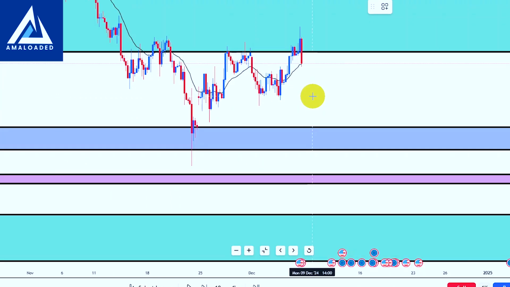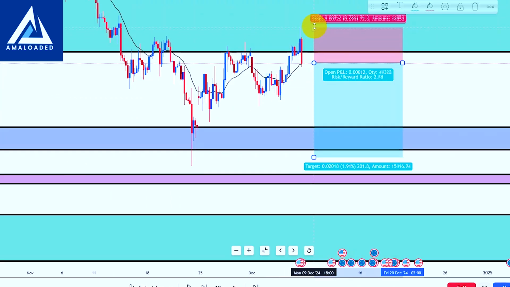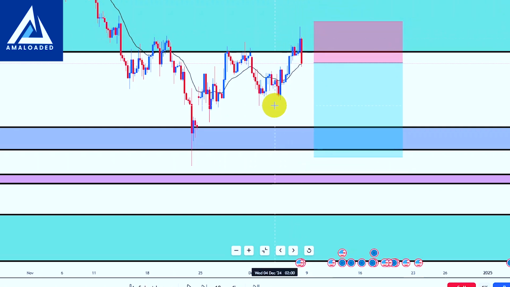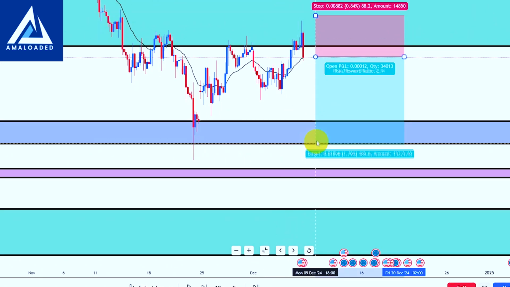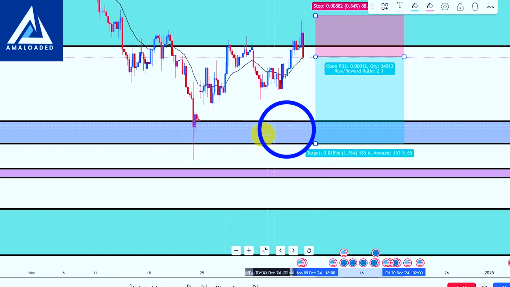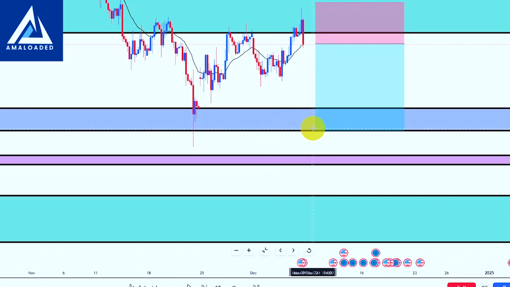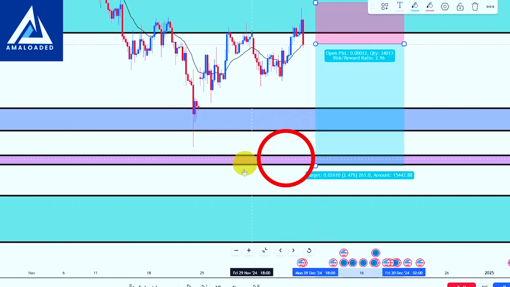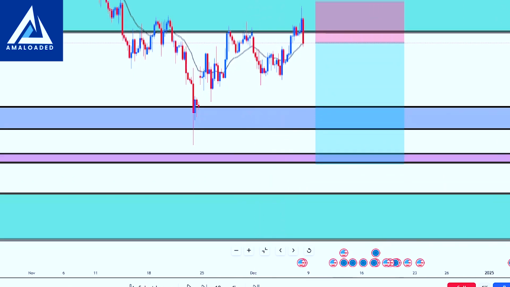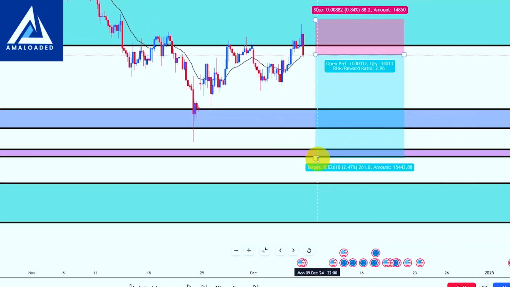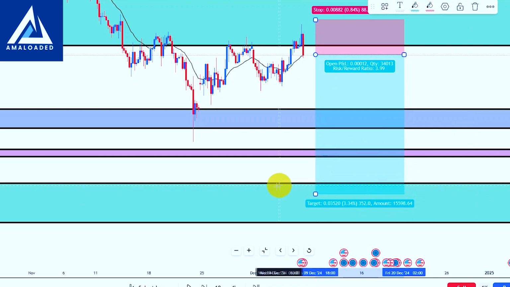Now we need to make use of our sell position too. By executing here, we place our stop loss above it. Our first target is going to be this daily key level zone. Second target is going to be this 4 hours minor key zone. Then our long-term third take profit is going to be at this weekly support zone.